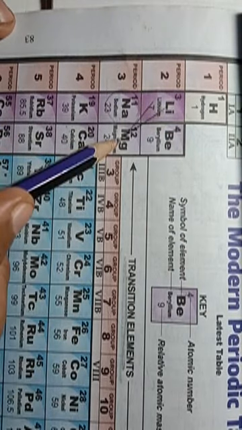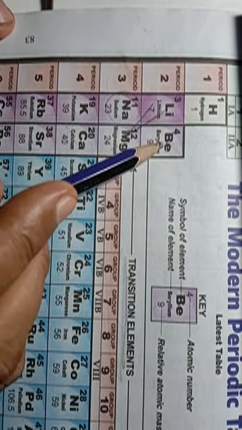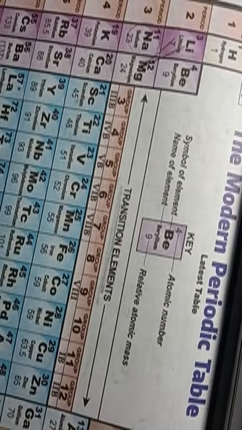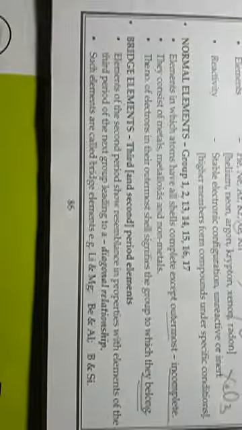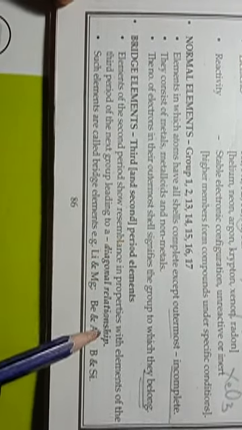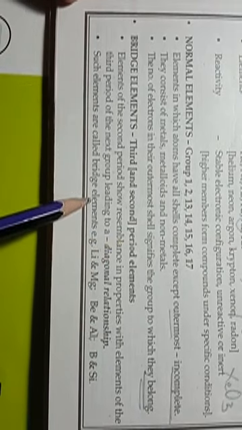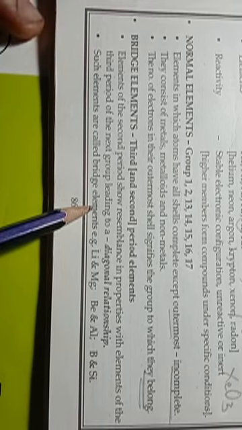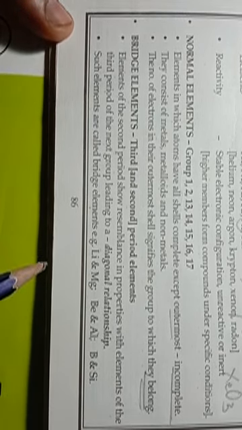Lithium shows resemblance with magnesium, beryllium with aluminium, and boron with silicon. Such a relationship is known as diagonal relationship, and the elements showing it are called bridge elements. For example, lithium and magnesium, beryllium and aluminium, boron and silicon. So these elements are known as bridge elements.